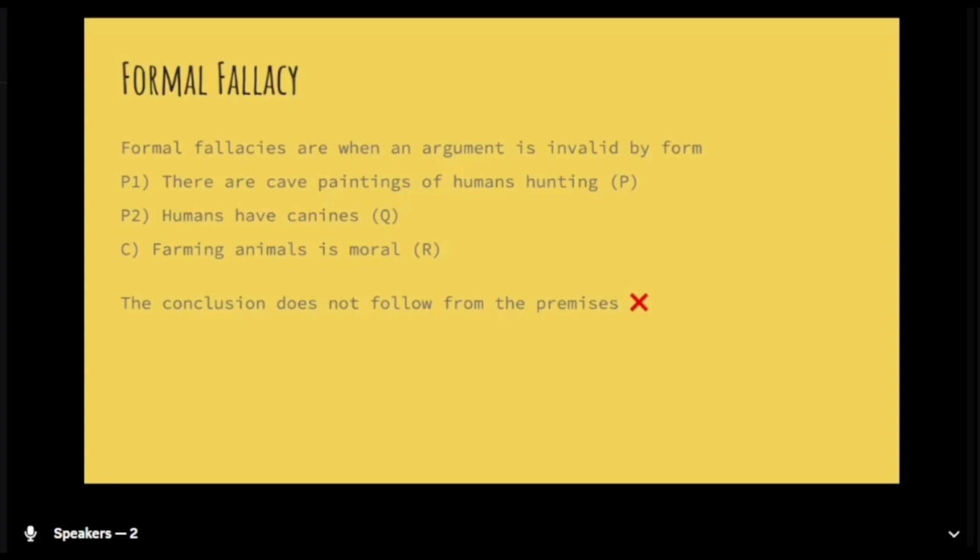In the recent reel I made, there was someone saying humans are omnivores. If he's going to conclude from that farming animals is moral, that would be a formal fallacy.